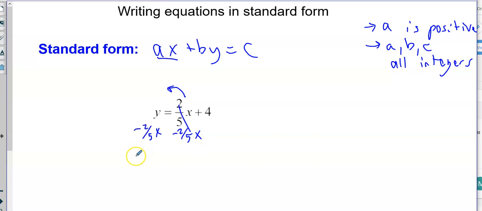And that cancels. So you get -2/5 x + y = 4. Well, I'm almost there. I have the terms in the right order: the x, then the y, and then the constant. But I don't like that fraction right there. So what could we do to both sides to get rid of that 5 in the denominator? We can multiply everything by 5, right?